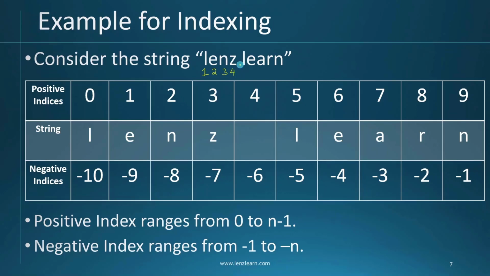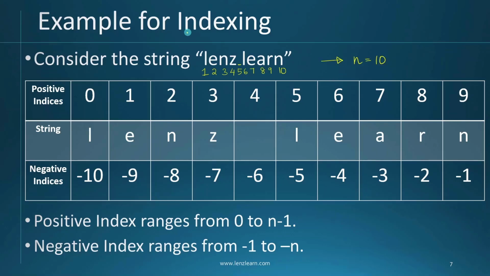Space is also a character. It has a separate Unicode. So that is the fifth character, which is a space. And after that you have the next L, that is 6, 7, 8, 9, 10. So my string has a total length of 10. You can say the length is n, so the total length is 10.